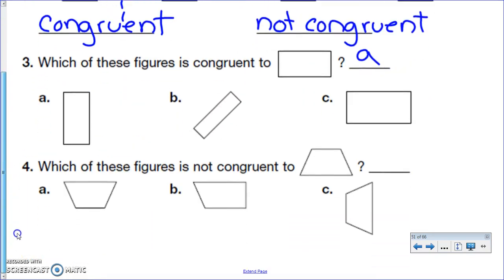For 4, it asks us which of the figures is not congruent. Well, we can see that A has been reflected or flipped over a horizontal line, but it's still congruent. If we look at B, we can see one side has been made completely 90-degree angles on both angles, so it's not congruent. And if we check C, it's just been turned on its point, so the correct answer is B.